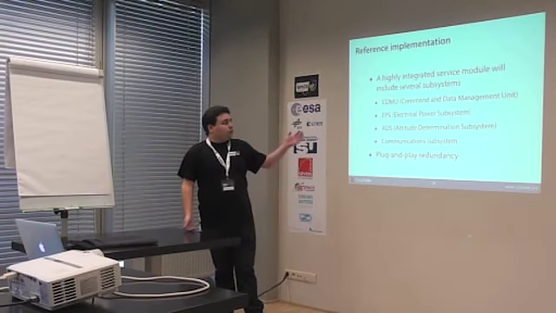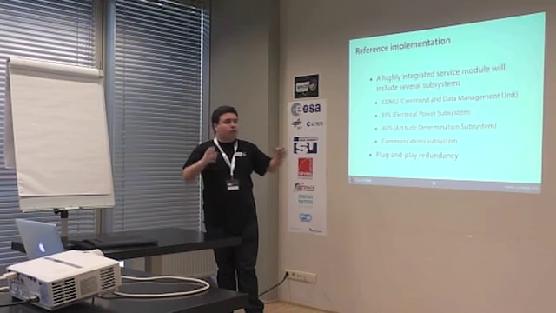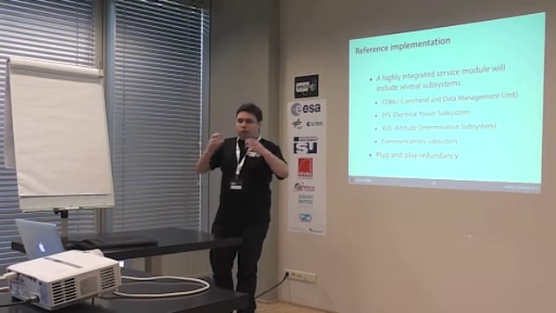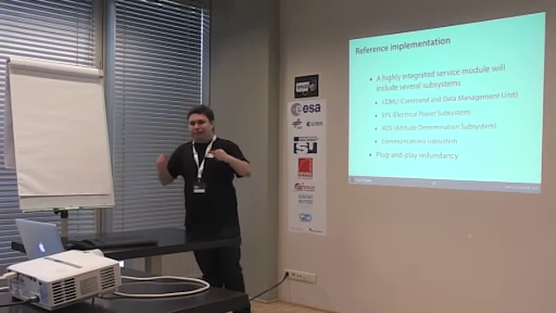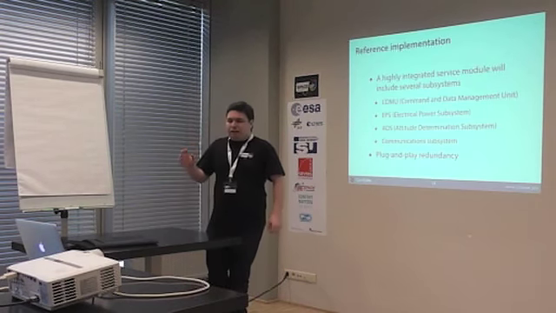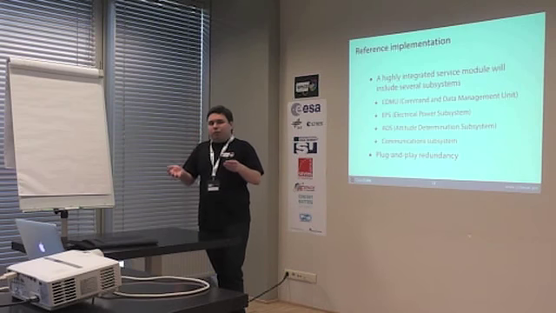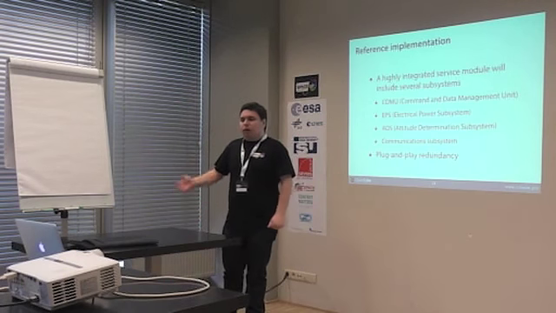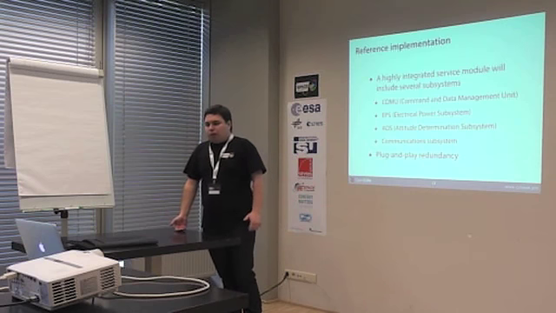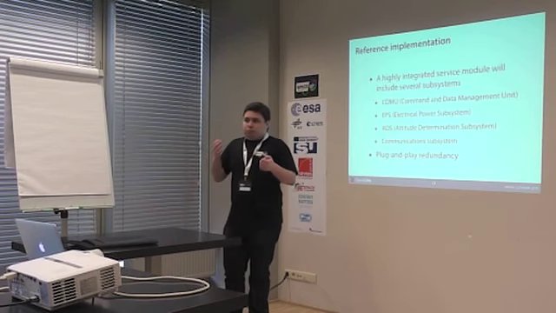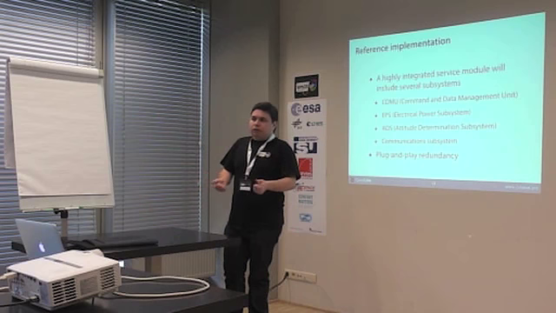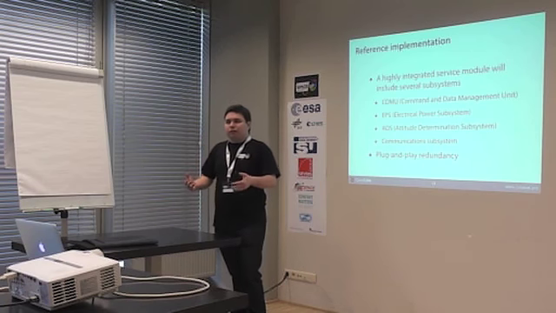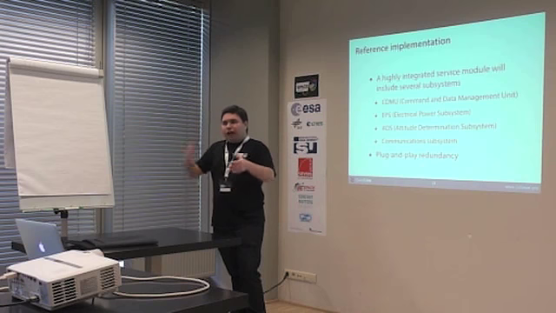So the prototype will basically be a service module. So a small box, I'm going to show you some CAD renderings on the next slide, that will integrate the typical functions of a CubeSat. So an onboard computer, electrical power subsystem, attitude determination, communications. And so basically, if you want to extend the functions of this service module, you just add mission-specific components on top of it.